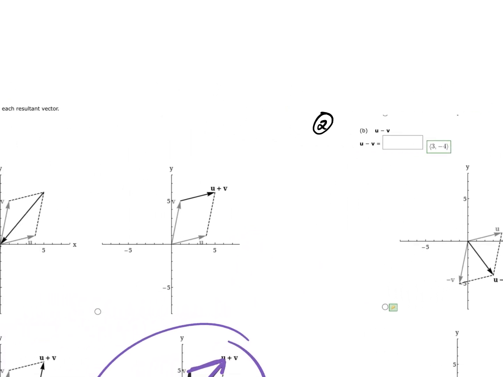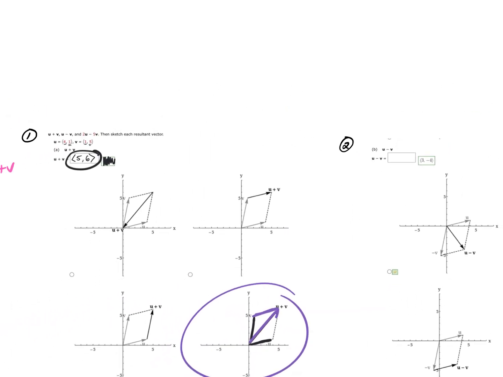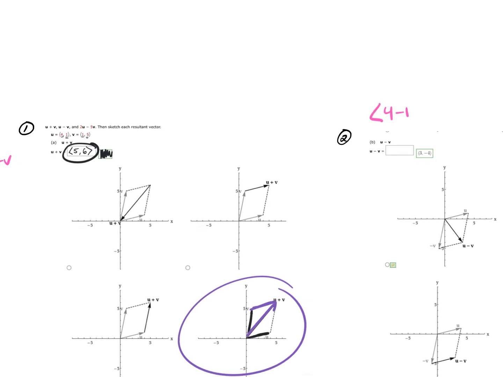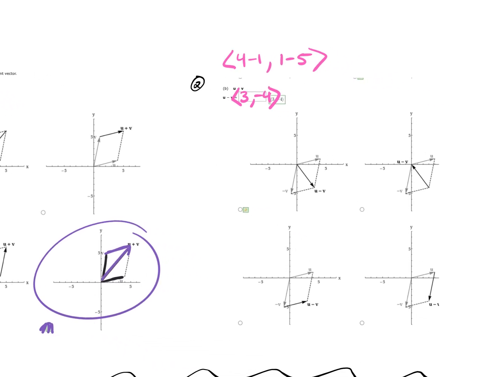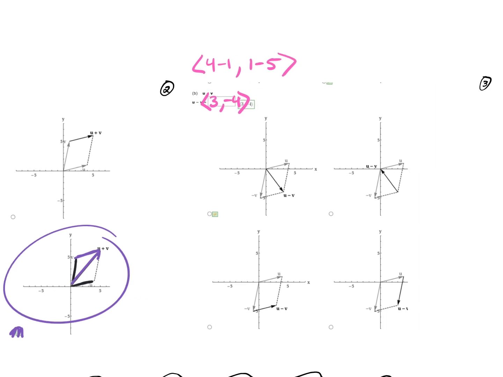For 2, we have u minus v, so we're going to use the same numbers here. So u minus v, we would do the first number minus the first number, so 4 minus 1 would be 3. And then the second number minus the second number, 1 minus 5. Which would be negative 4. So for our vector here, if we start at 0, 0, it's going to end at 3, negative 4. So a vector that starts at 0, 0 and ends at 3, negative 4 would be vector, the first one.